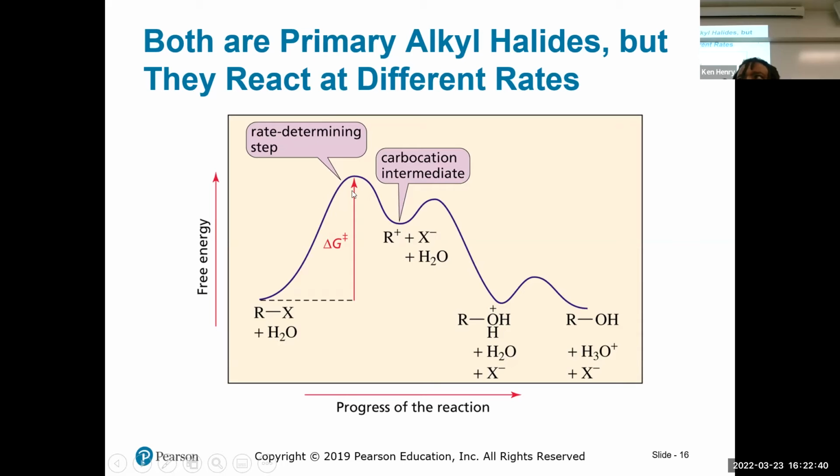So again, first step, longest part. This part is going to be relatively fast, but it still has to happen. And then we'll end up with our product, exact same product, using just water. Okay, so we end up with an alcohol. Okay, so 2 ways of getting from an alkyl halide to an alcohol, right? One using water and one using the hydroxide ion.